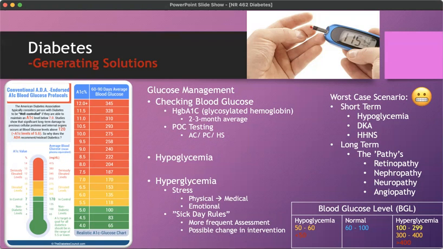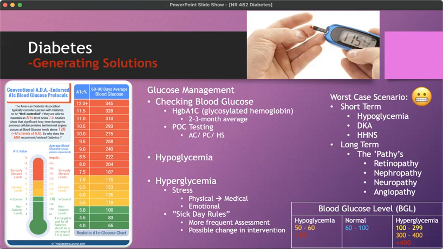For newly diagnosed diabetics or patients who are being started on a new medication regimen, we may be checking before meals and after meals, so AC, PC, and HS. For patients who have been diabetic or who are stable on therapy, ACHS is the main frequency that we're checking blood sugars on patients. And then also assessing for hypoglycemia and hyperglycemia. Hypoglycemia, we're going to talk a lot more about in a little bit.